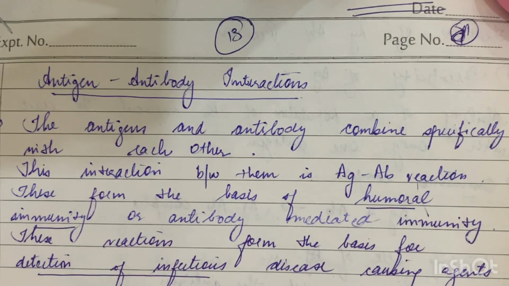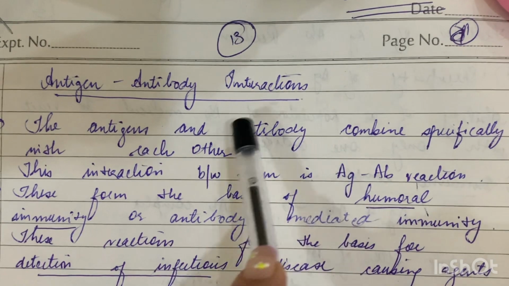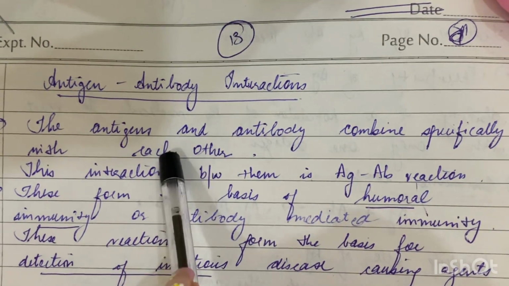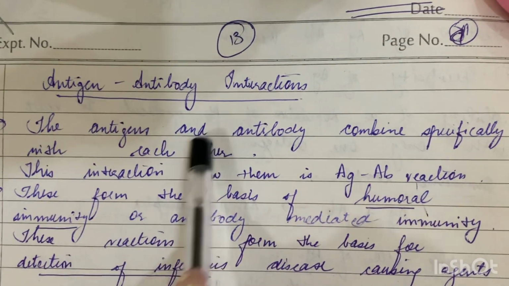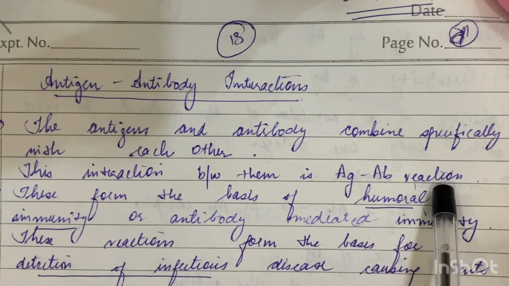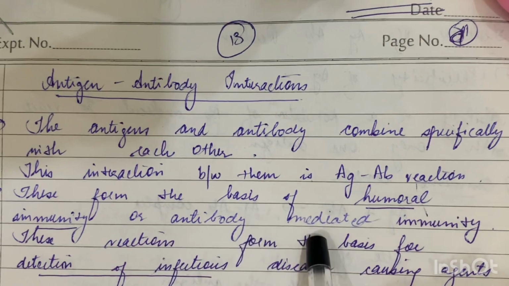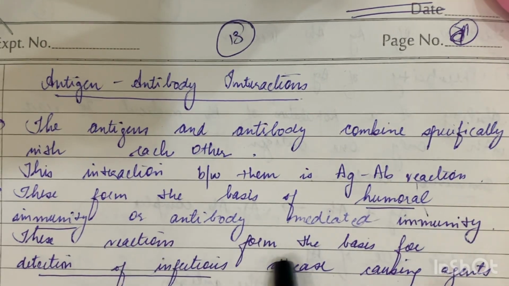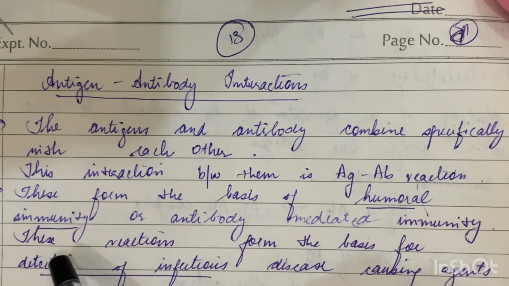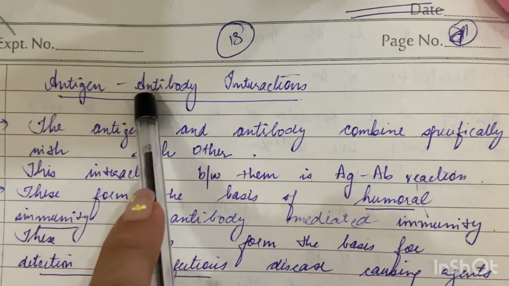Antigen antibody interactions. The antigen and the antibody combine specifically with each other. As we have seen in the previous video what antigens and antibodies are, now they both are combining, and the interaction between them is called antigen antibody reaction. They form the basis of humoral immunity or antibody mediated immunity. The reaction forms the basis for detection of infection, disease causing agents. So basically when we are having any specific kinds of disease or infection, we can find out through antigen antibody interactions.